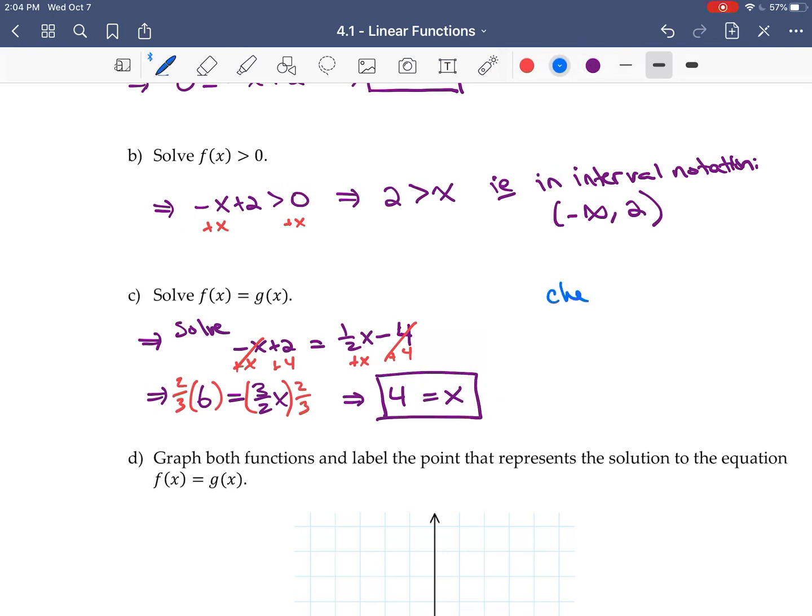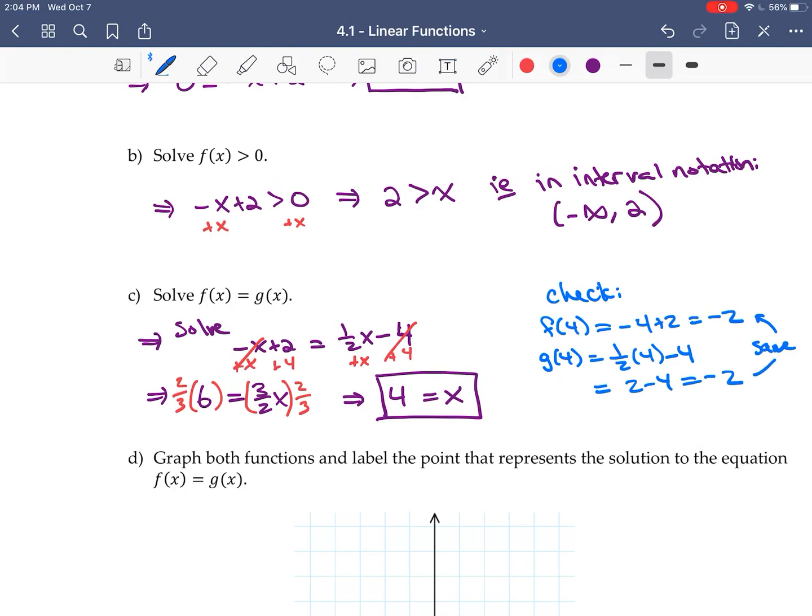So let's just check. f of 4 is negative 4 plus 2. So that's negative 2. And g of 4 is 1/2 times 4 minus 4. So that's 2 minus 4, which is also negative 2. So you can see they're the same. At that x value, g and f give the same y value.